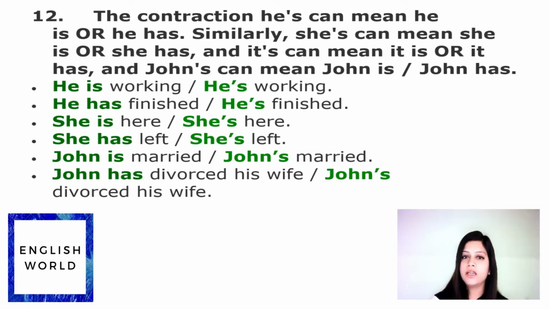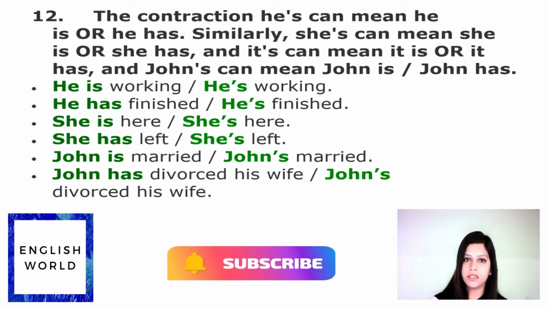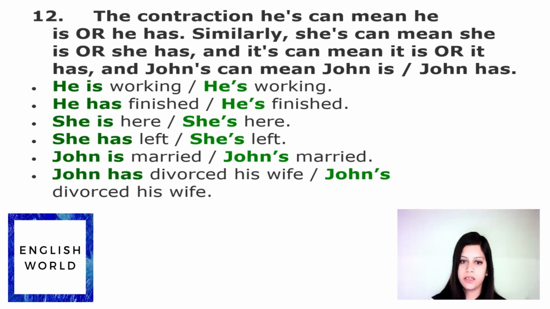The contraction he's can mean he is or he has. Depending on the sentence, you have to understand whether the speaker says he is or he has. Similarly, she's can mean she is or she has, and it's can mean it is or it has, and John's can mean John is or John has.